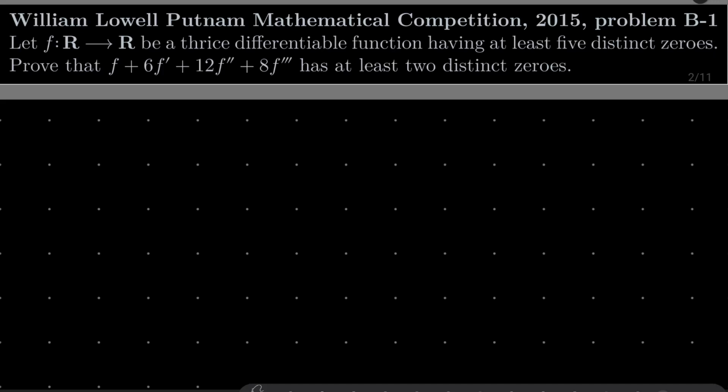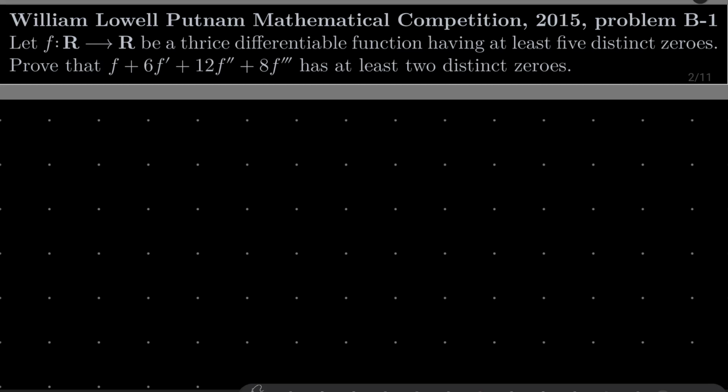Hello friends, in this video I'd like to solve the following problem from the William Lowell Putnam Mathematical Competition 2015, problem B1, which is the first problem of the second day of this competition. Let f be a function thrice differentiable, three times in other words, having at least 5 distinct zeros. We wish to prove that f plus 6 times f prime plus 12 times f prime prime plus 8 times f prime prime prime, the third derivative, has at least 2 distinct real zeros.